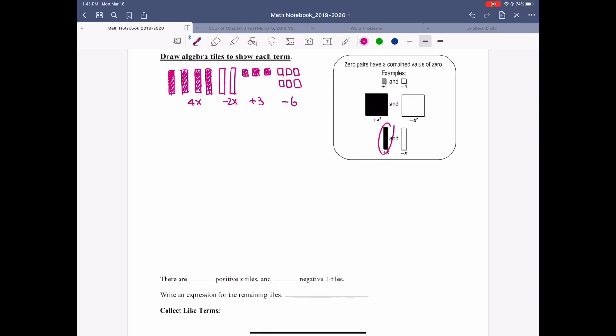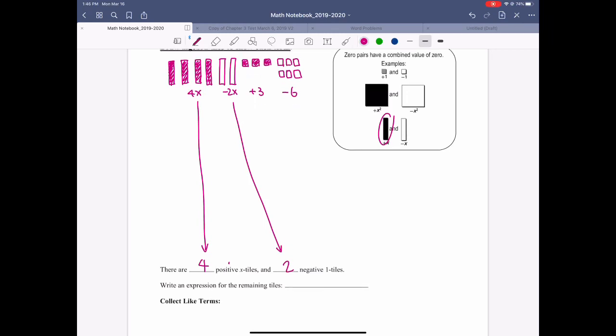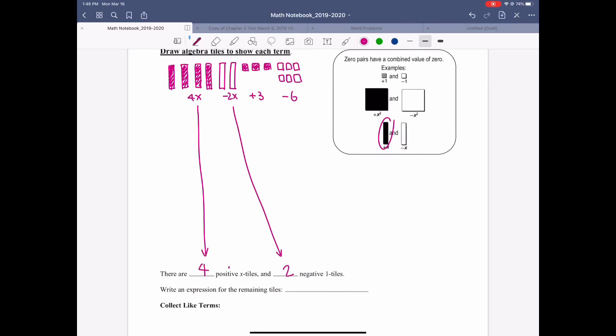Okay, and then they want you to count. There are how many positive x tiles? Positive 4, okay. And then how many -1 tiles? There are 2 -1 tiles, which is like this, and it is here, okay. Write an expression for the remaining tiles. It's basically when we combine these two. If you actually see 2 black ones and 2 white ones, they can cancel each other, so what's left for us will just be 2 shaded rectangles.